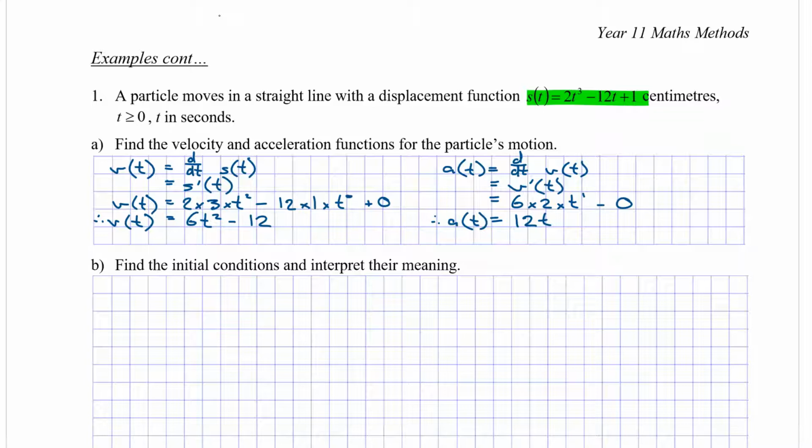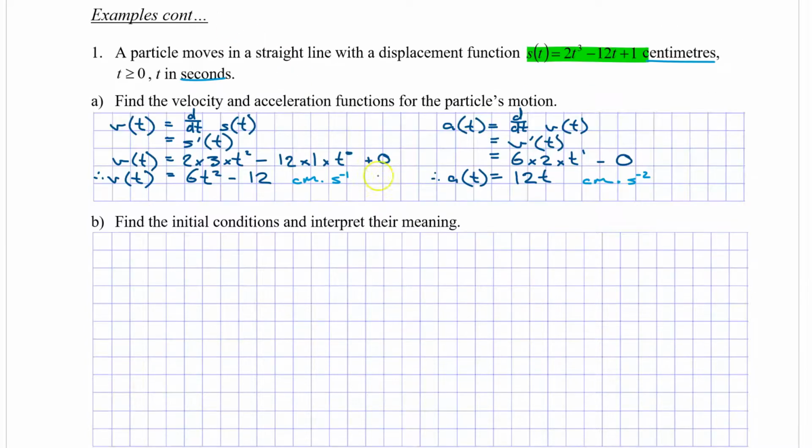Now if we want to be really pedantic, then we can throw in our units, and we've got centimeters and seconds, so that's going to be centimeters per second, and this one is going to be centimeters per second squared, like so. Perfect.